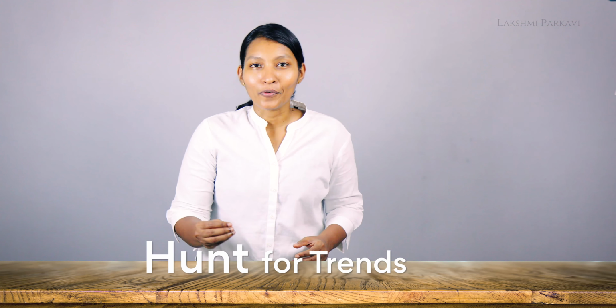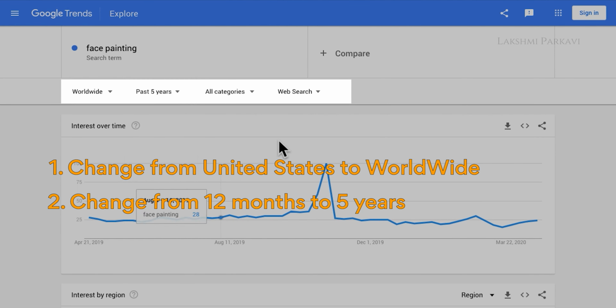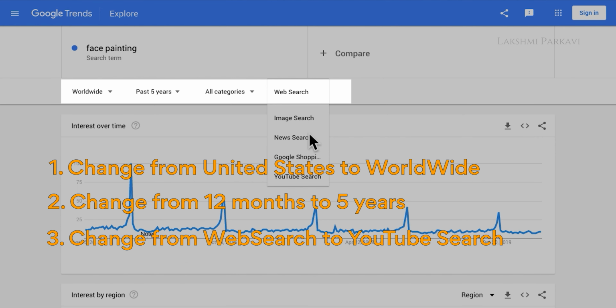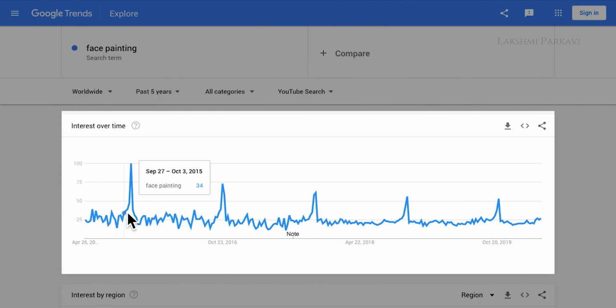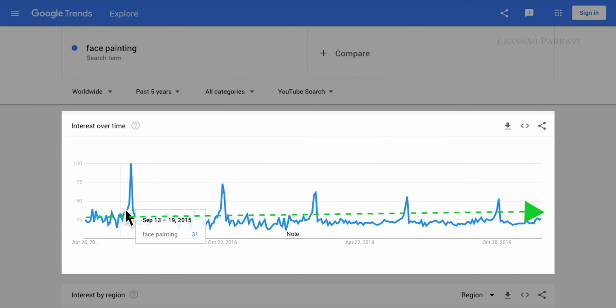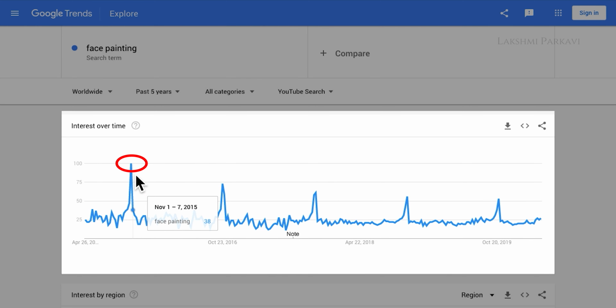Here we are at Google Trends, and let's explore some seasonal topics. Let's begin with face painting. We are going to do 3 changes here. Change from US to worldwide, change from 12 months to 5 years, change from web search to YouTube search. Did you notice that the graph for face painting is neither rising nor falling? It is peaking from September to October every year at this time.